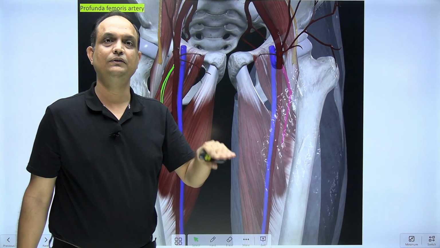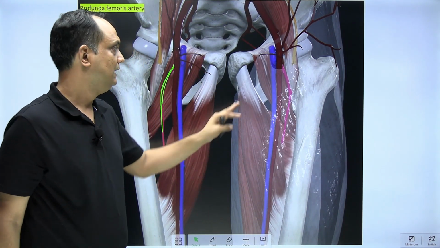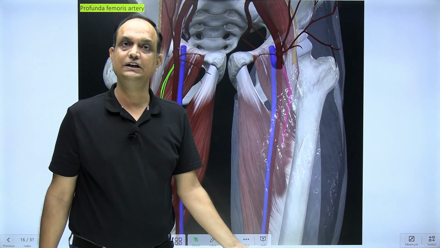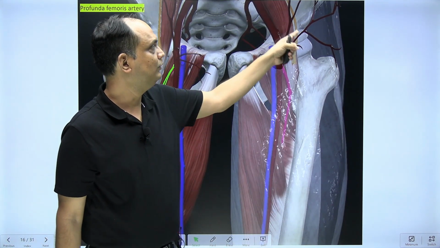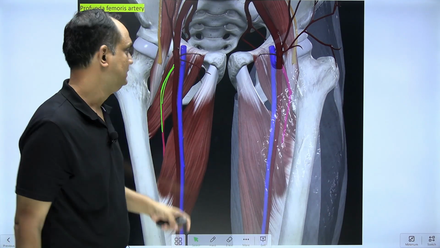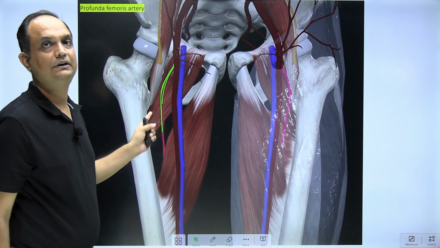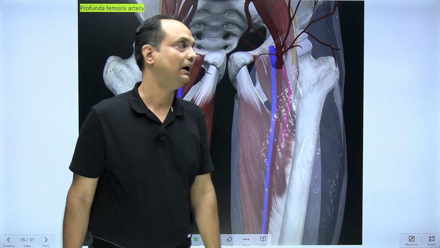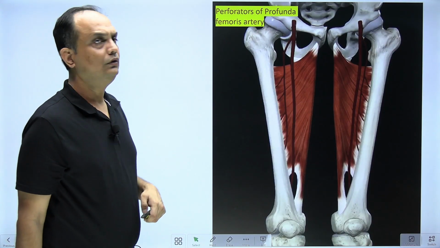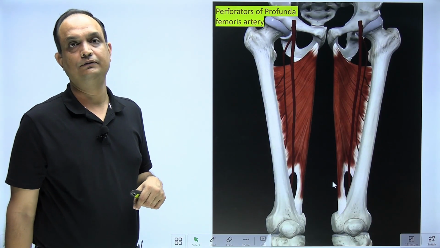Anything which is outside the deep fascia, below the skin, is superficial; anything which is deep to the deep fascia is a deep branch. So, these branches will come out, that is why they become superficial. This is deep to the deep fascia, that is why it is a deep branch of the femoral artery. So, what will happen with the profunda femoris?